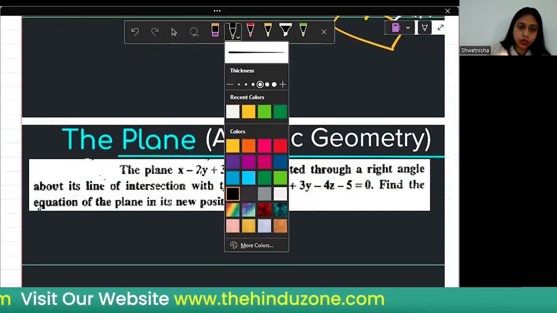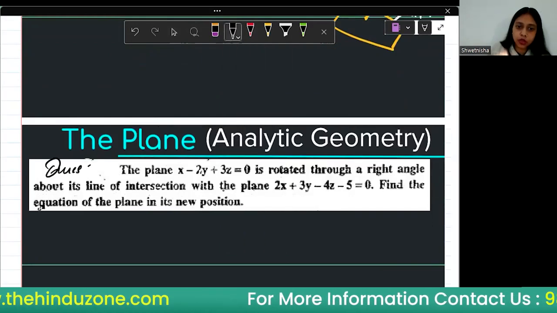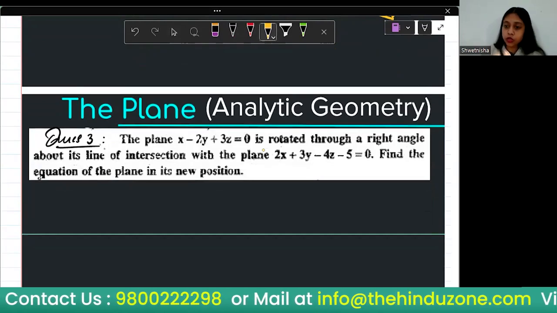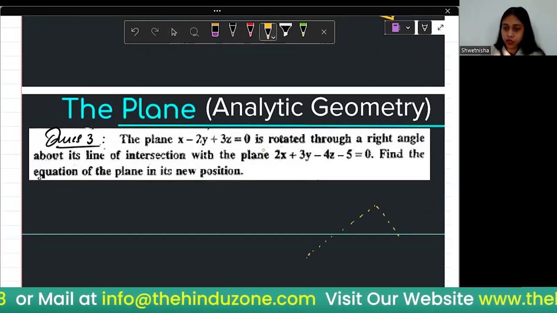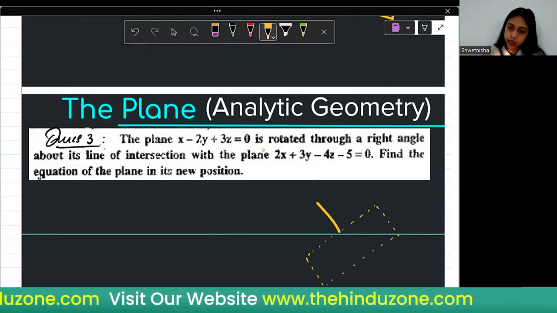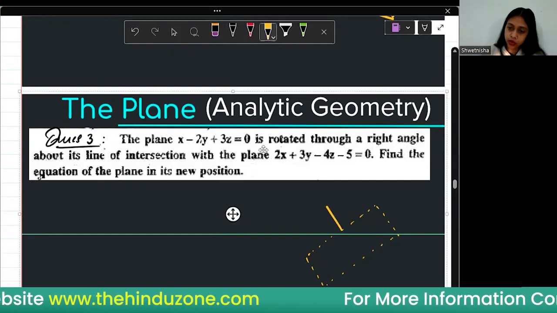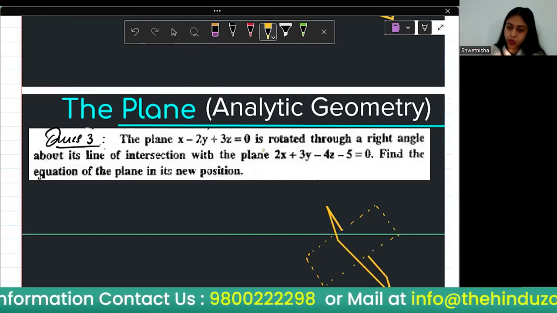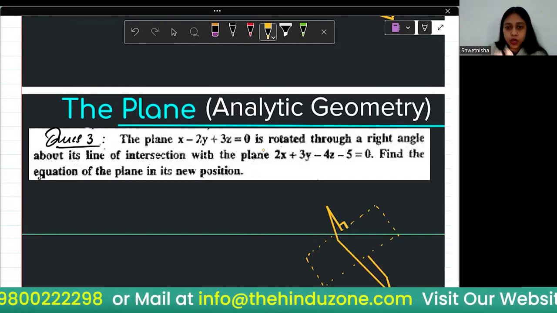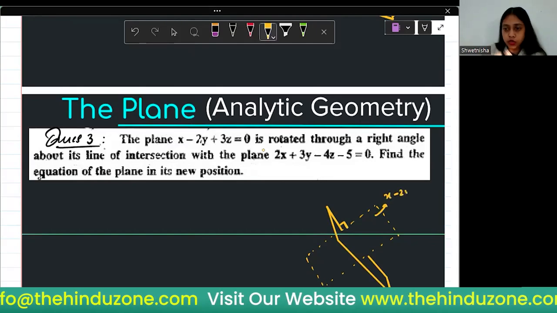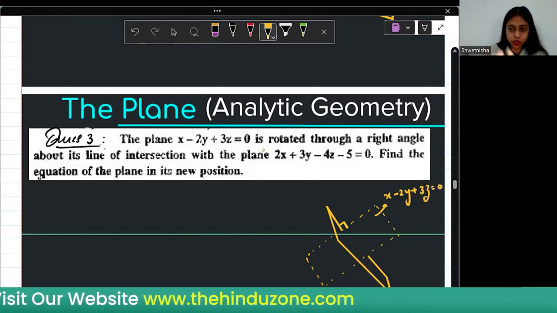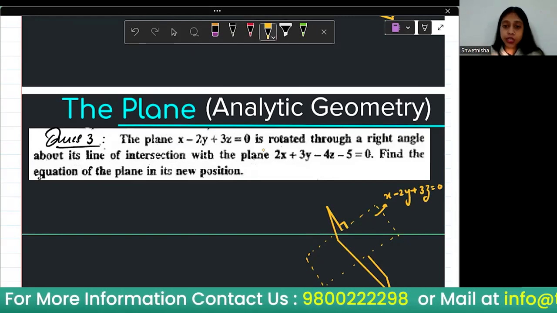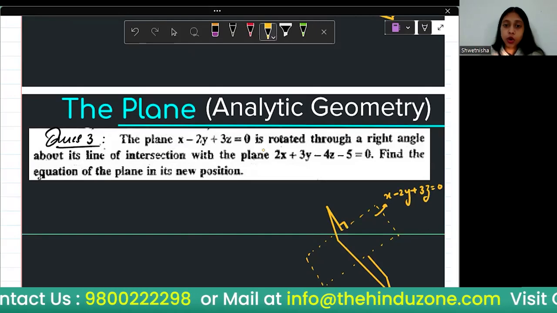See what the question says. The question says, the plane is rotated through a right angle. Okay. So the original position of the plane is this, let's say, and it is rotated through a right angle. This is our plane, and the angle is 90 degrees. So a plane is x minus 2y plus 3z is equal to 0. This is the plane. It is rotated through a right angle about its line of intersection. Okay. So it is actually rotated about a line of intersection with another plane.